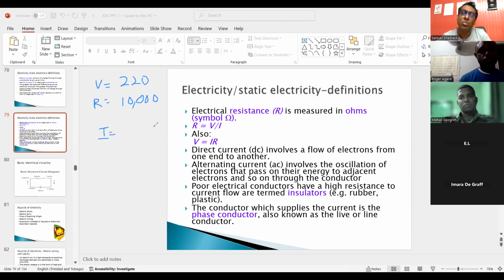If you have these two, how do you find I? Do you divide or do you multiply? I is current, by the way, in case you don't know that. Divide, sir. Okay, what dividing by what? Which one going on top? V divided by R. Very good. Excellent, right?